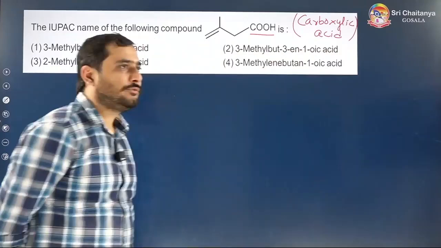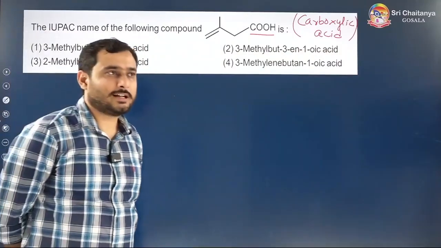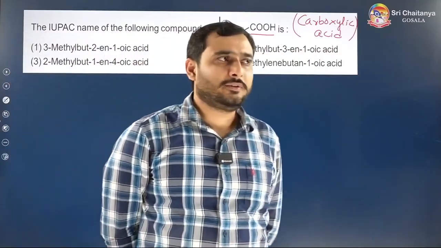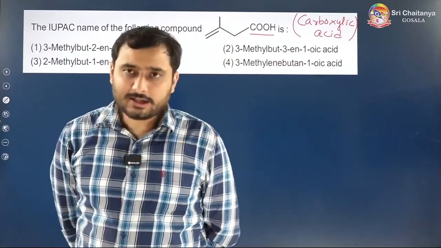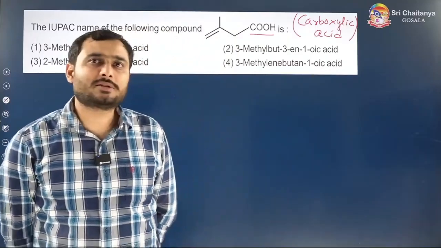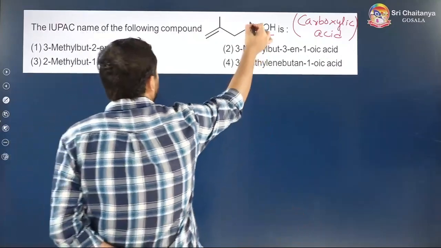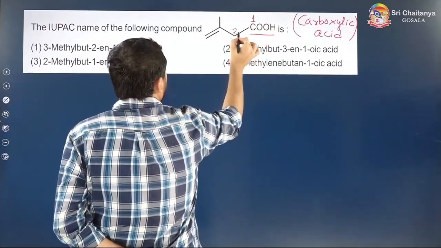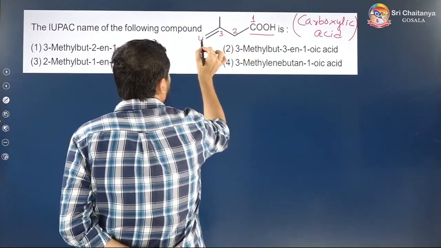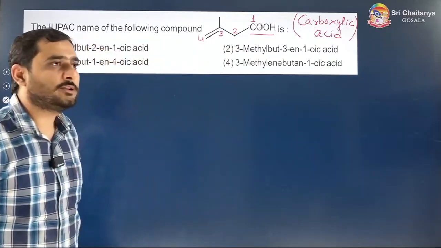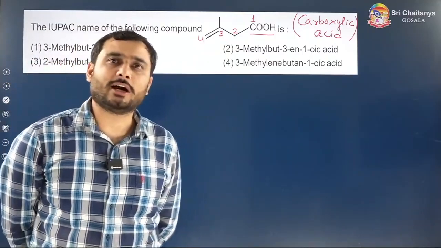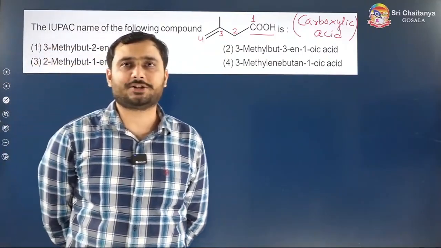Now if you remember the nomenclature of carboxylic acid, we have written that in carboxylic acid numbering starts from COOH. Always number 1 will be given to the carboxylic acid. So this will be number 1, number 2, number 3, number 4. So how many carbon atoms are in the parent chain? 4 carbon atoms are present in the parent chain.